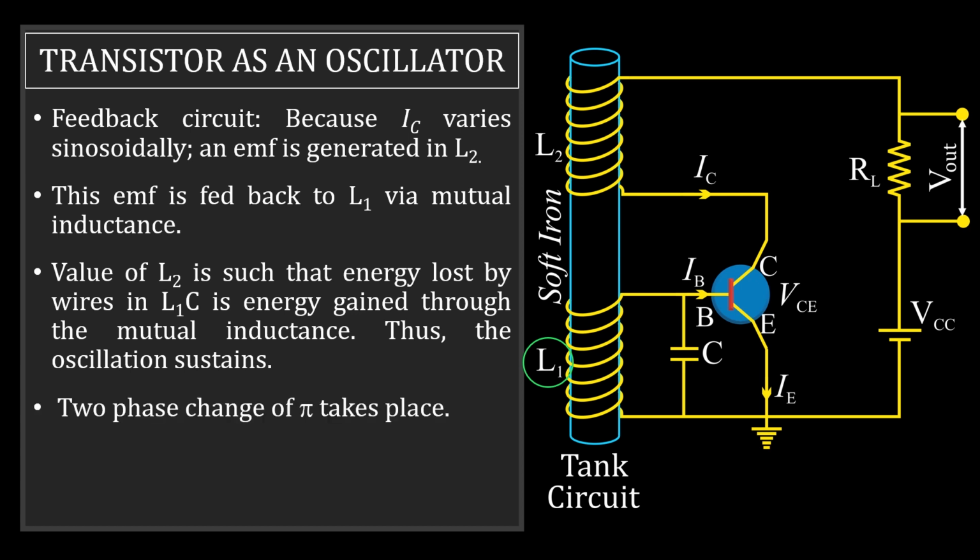In this case, two phase changes of pi take place, one at the amplifier circuit, another due to mutual inductance. So in this case, the net phase change is 0. Or to say in other words, input and output are in the same phase. Such a type of feedback is called positive feedback. Since the tank circuit is connected to the base side, it is called a tuned-base oscillator. If the tank circuit would have been connected to the collector side, it would have been a tuned collector oscillator.